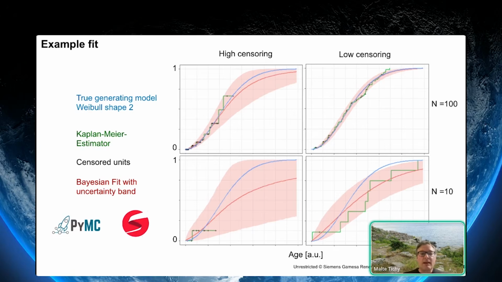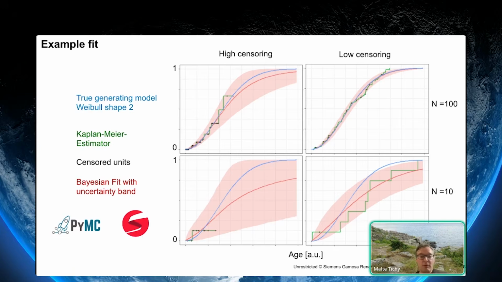So I actually hide a lot of that data from my model training. The green line is the Kaplan-Meier estimator, so it's just the semi-empirical way of describing the data set. Every one of these small black pluses that you see represents one of the censored units, showing the age at which the unit was censored. You see on the left-hand side there's much more censoring than on the right-hand side. And then the red line is the mean of the Bayesian fit. You also see the uncertainty band.